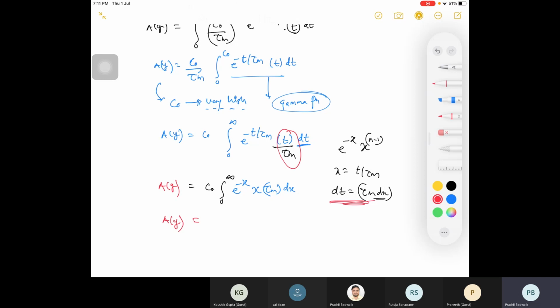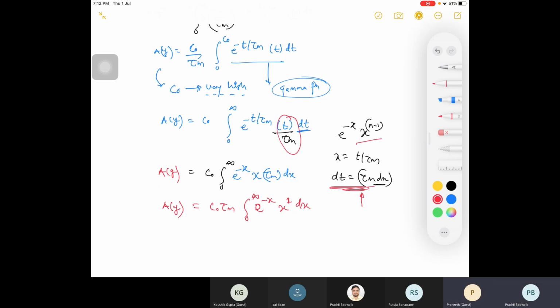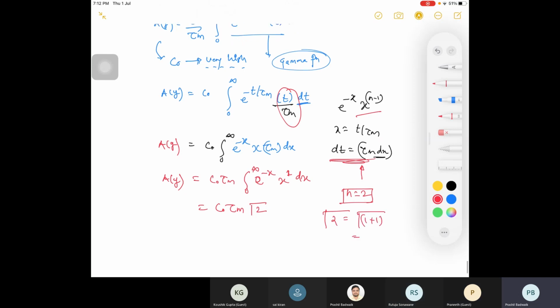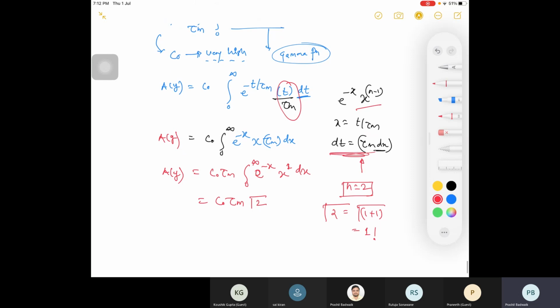What is the next step then? Tau m will be outside, 0 to infinite e power minus x, x to the power 1 dx. So gamma what? N is 2, so it is gamma 2, C naught tau m gamma 2. What is gamma 2? 1 plus 1, and it is a whole number, that's why you are having 1 factorial. So you'll be having C naught into tau m, area along y-axis.